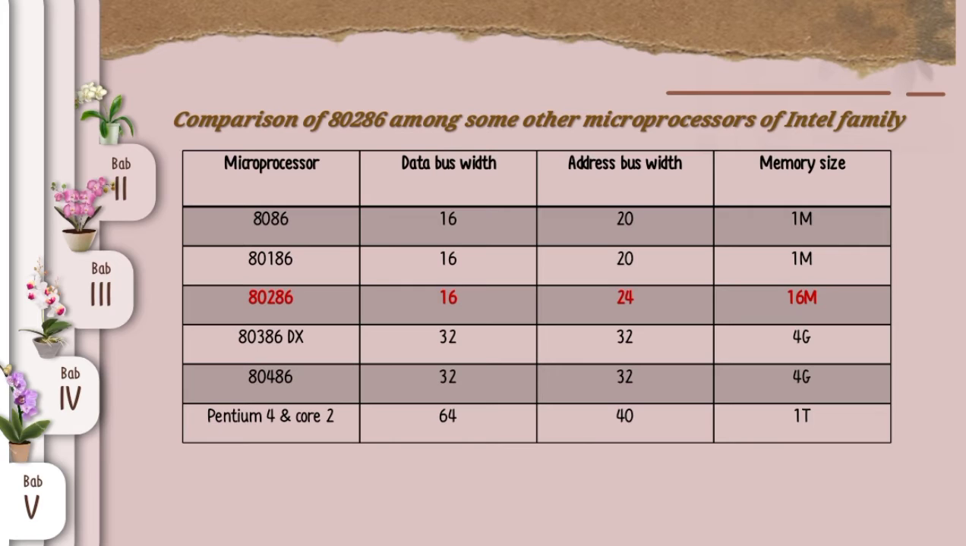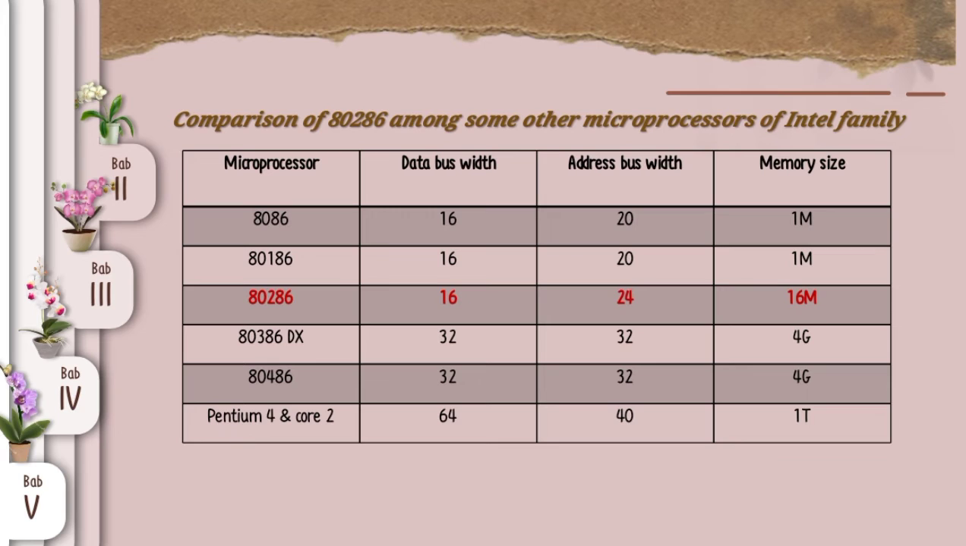Next, the 80386DX has a data bus width of 32, an address bus width of also 32, and a memory size of 4 gigabytes. Next, the 80486 microprocessor is also the same as the 80386DX, with a data bus width of 32, an address bus width of also 32, and a memory size of 4 gigabytes.